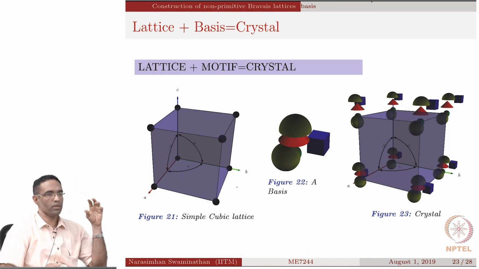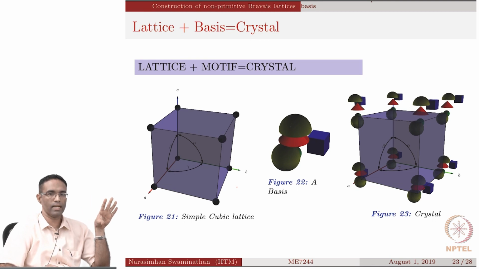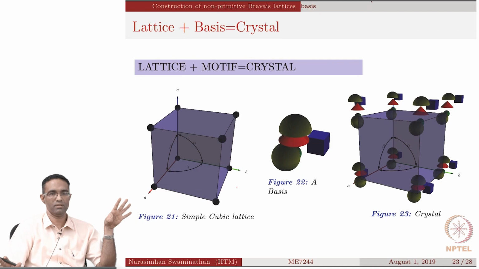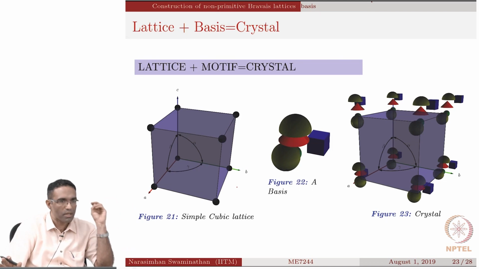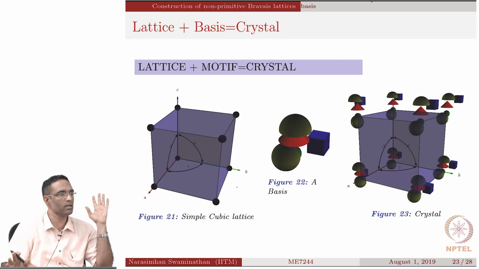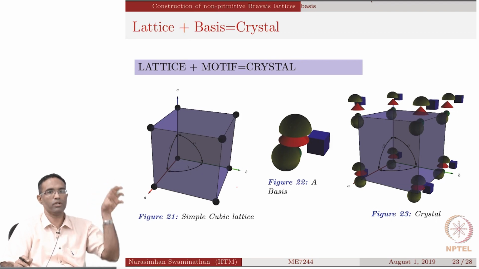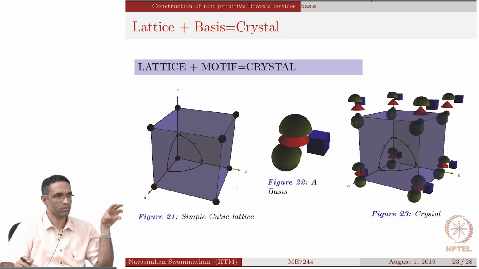Now, we talked about lattice. What did I tell you about lattice? Lattice is nothing but a collection of imaginary points in space. At this point, we don't have an atom or an ion yet. It's just an imaginary mathematical construct. Now at each point, if you start putting some motif, some molecule, then that basically becomes a crystal that is of interest to us.